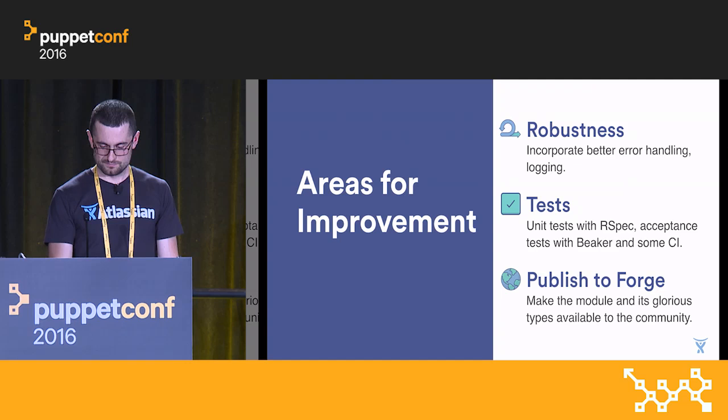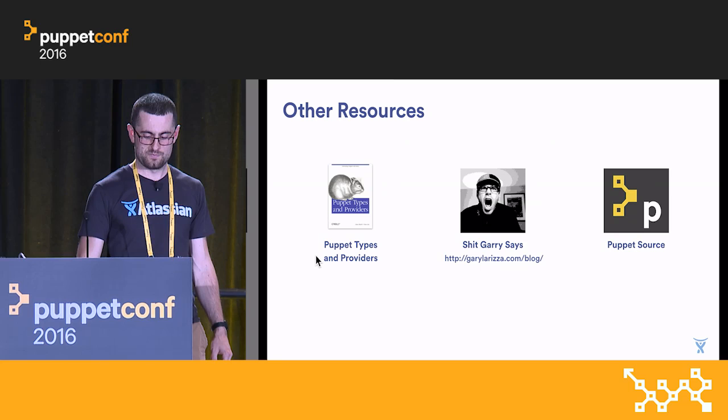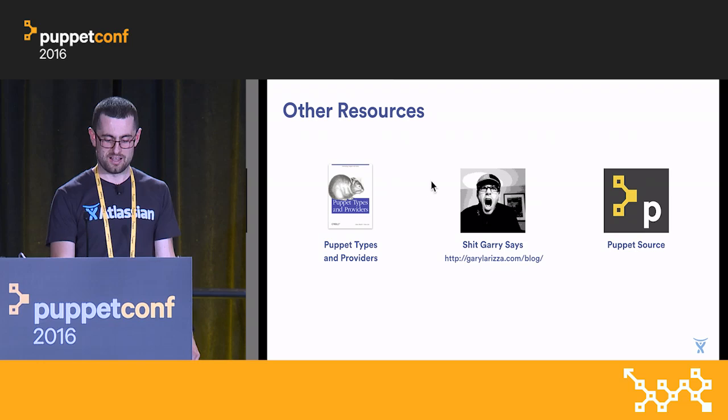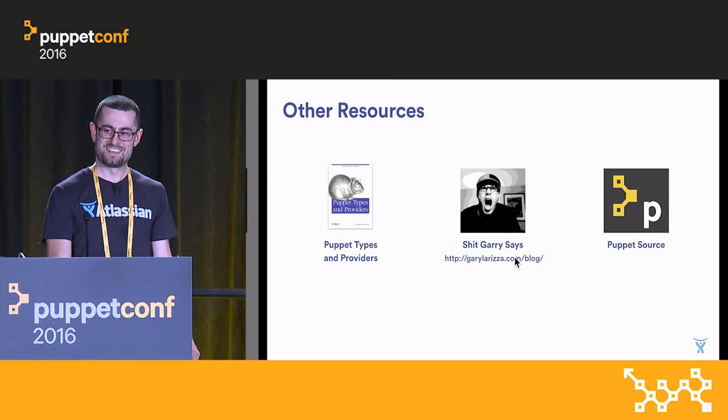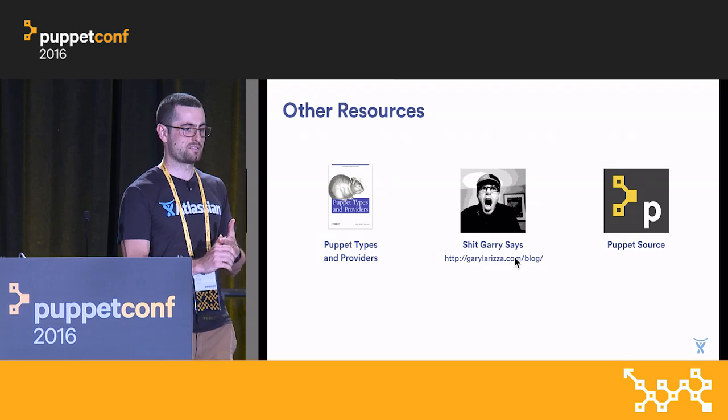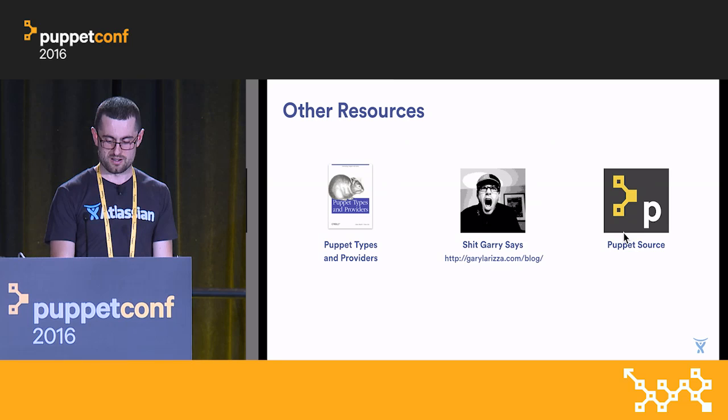Other resources. This one here is super awesome. This book is really short, and it's exactly what you need for doing types and providers. Highly recommend it. Shit Gary Says, by Gary Larizza, a Puppet engineer, writes really cool and very useful stuff relating to types and providers, among other things. He's got, I think, three or four blog posts that are specifically very helpful in this area. And of course, the source. You can always look at the source. It's a very good resource.